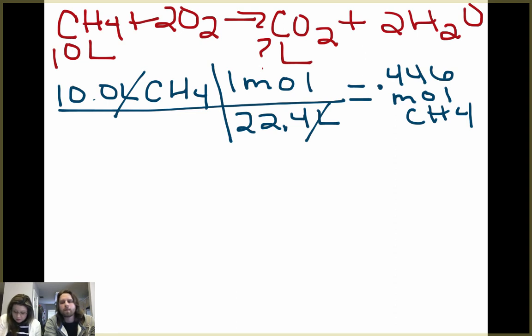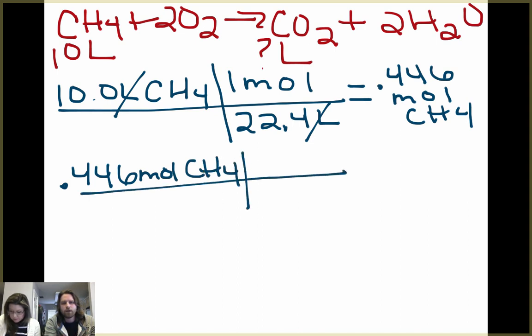Okay, so now let's do 0.446 moles. So I know I have that many moles of methane. How do I get it to moles of carbon dioxide? To go from moles of one thing to moles of something else, you have to use mole ratio, which is the coefficients of your balanced equation.